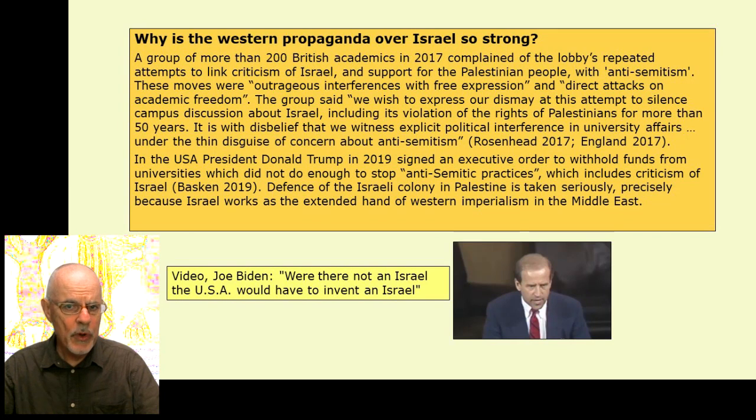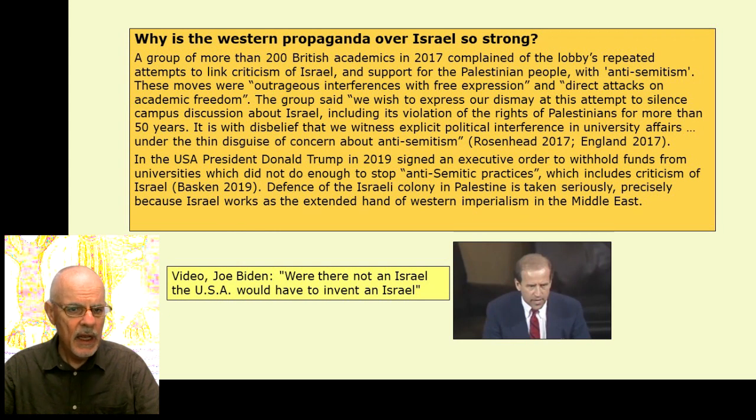A group of more than 200 British academics a few years ago complained of the lobby's repeated attempts to link criticism of Israel and support for the Palestinian people with some form of racism, anti-Semitism, they call it. These moves were outrageous interference with free expression and direct attacks on academic freedom. That group said, "We wish to express our dismay at this attempt to silence campus discussion about Israel, including its violation of the rights of Palestinians for more than 50 years. It's with disbelief that we witness explicit political interference in university affairs under the thin disguise of concern about anti-Semitism."